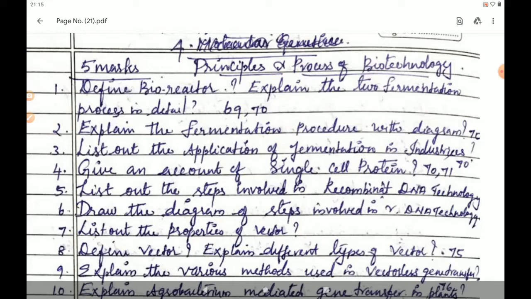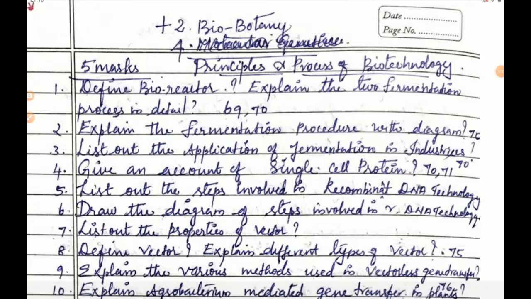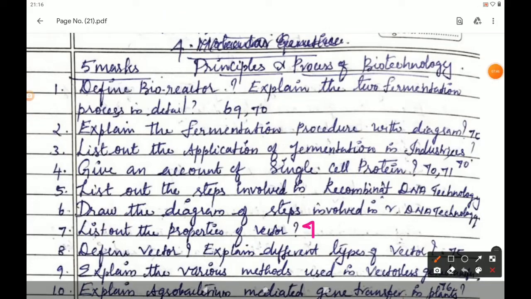The next question is: list out the properties of vector. It is given on page number 74, properties of vector. Students, write down the page number. It is given on page number 74, properties of vector, under the topic 4.4.4 vector, second paragraph.